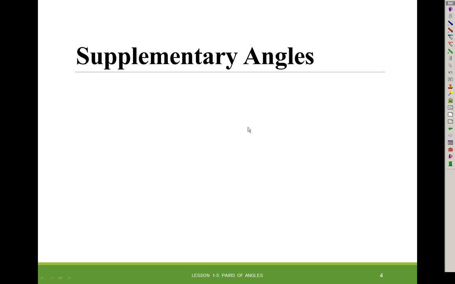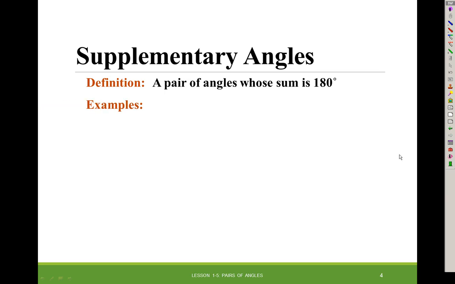Supplementary angles, that's a pair of angles whose sum is 180 degrees. Sometimes it's hard to remember the difference between complementary and supplementary, but C is before S in the alphabet, and 90 is before 180. So C, complementary, that's 90. S, supplementary, that's 180. A pair of angles whose sum is 180.